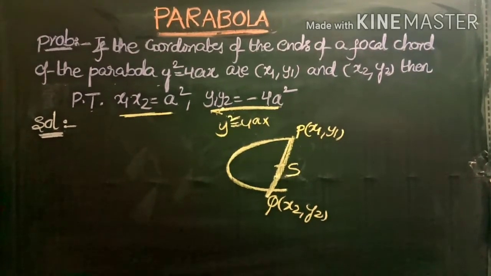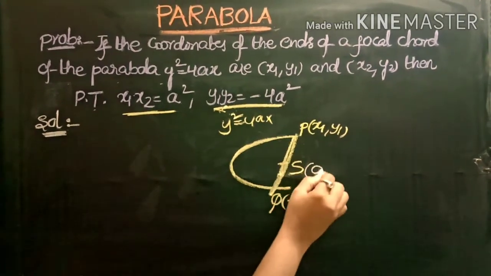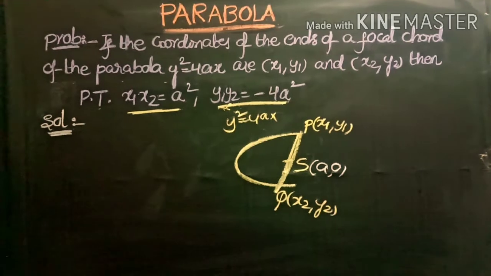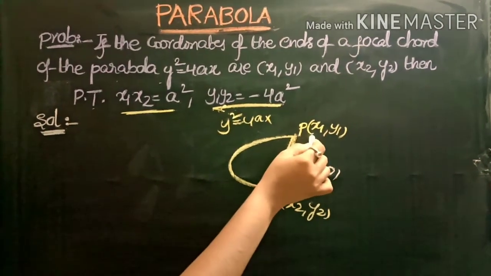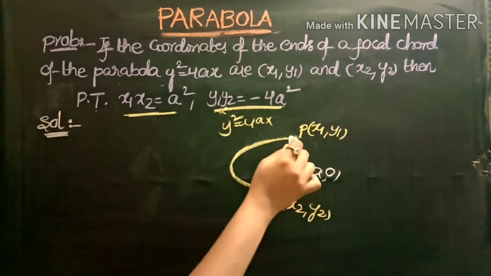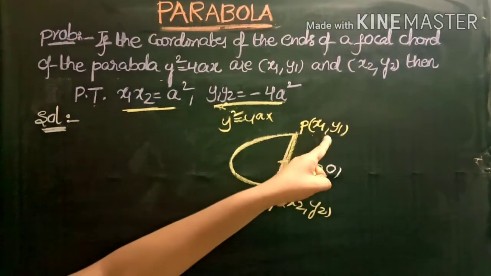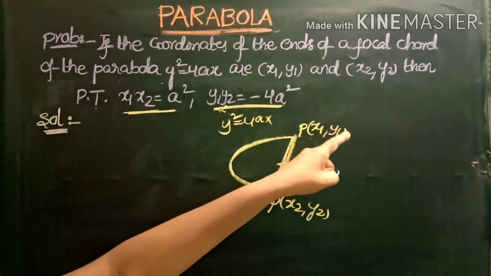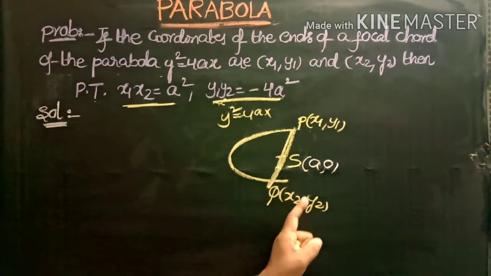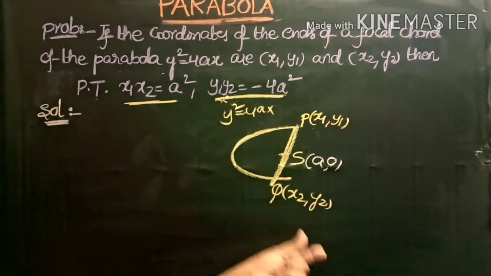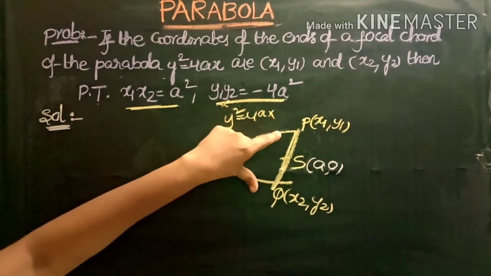Already we know that in the parabola y square is equal to 4ax, the focus is a comma 0. And any point on the parabola can be taken as at square comma 2at. Since P and Q are points on the parabola, we take x1, y1 as a t1 square comma 2a t1 and x2, y2 as a t2 square comma 2a t2. After that we want to show these two results. So here this is the focal chord.